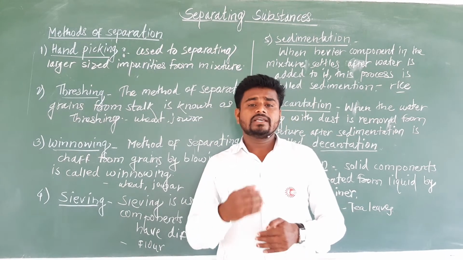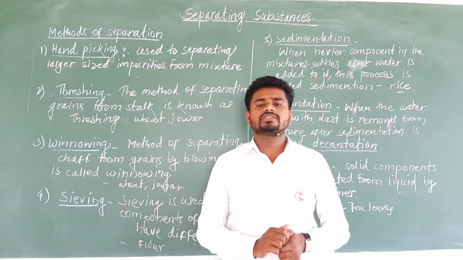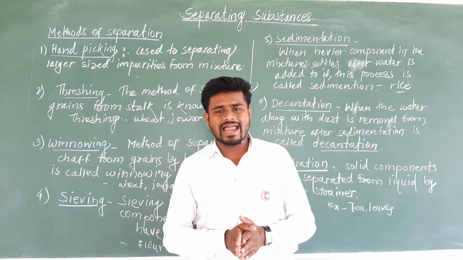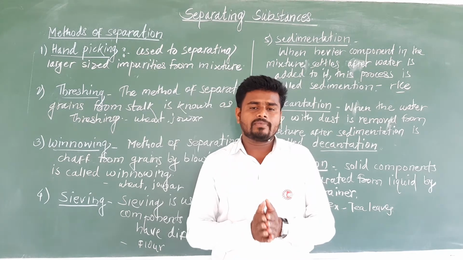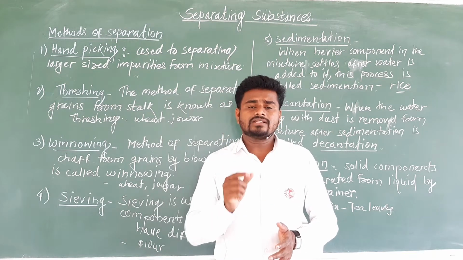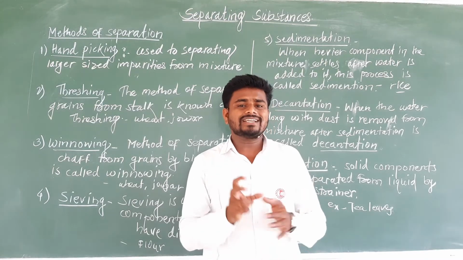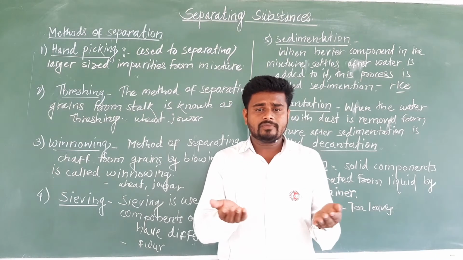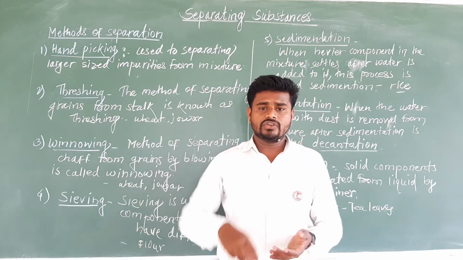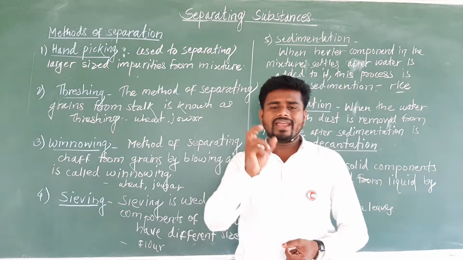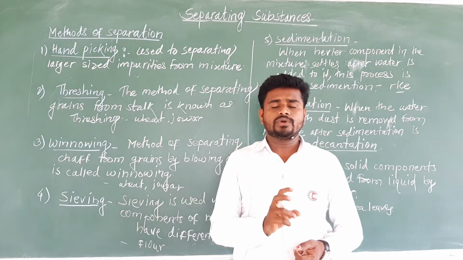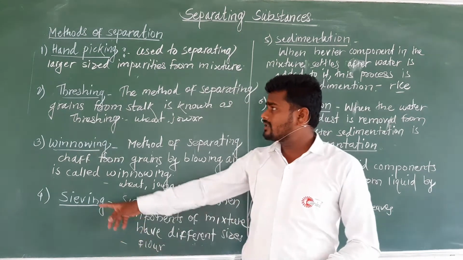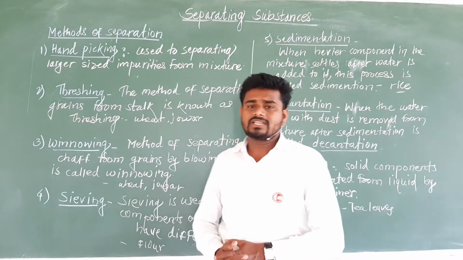Now what happens? In that flour, the bran of the cereals remains as it is, and we don't like to eat that bran. Also some lighter and some heavier, larger-size components or impurities get mixed in that flour. With the help of a sieve, we sieve that flour. We separate the bran and the other impurities from the flour by the method of sieving. This is the fourth method of separation of substances.